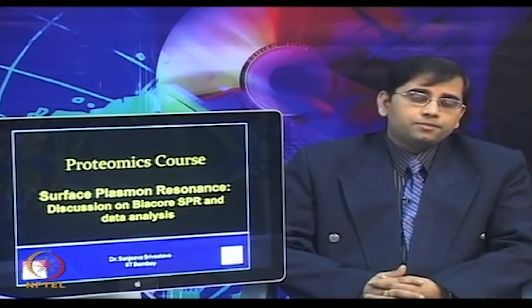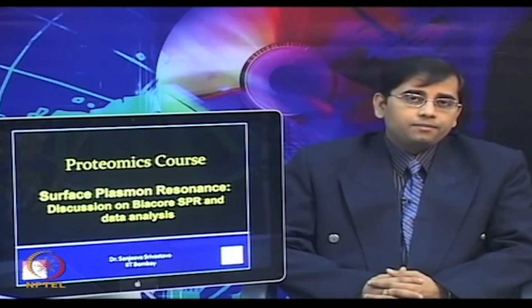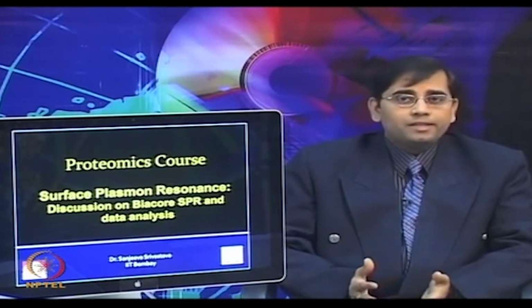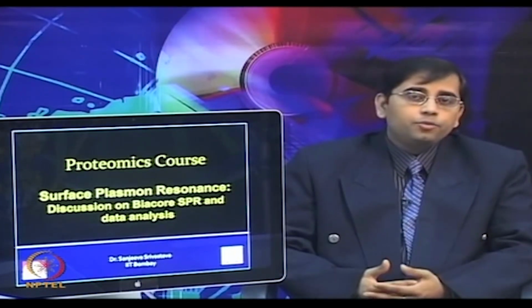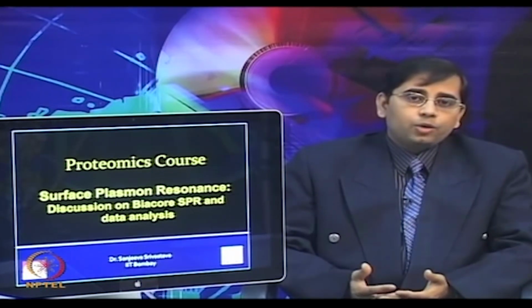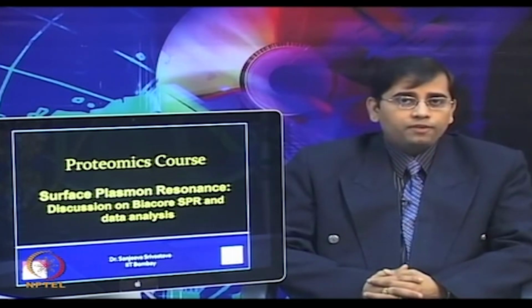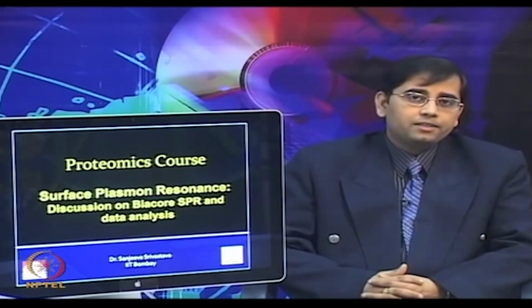As we have discussed in the previous lectures, protein microarrays are one of the very robust techniques for studying protein-protein interactions, but these microarrays require a label based detection system. Often these are fluorescence based detection.